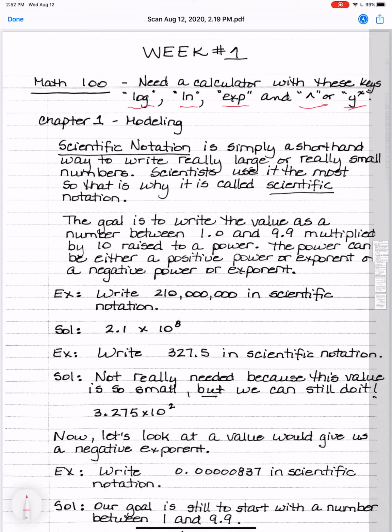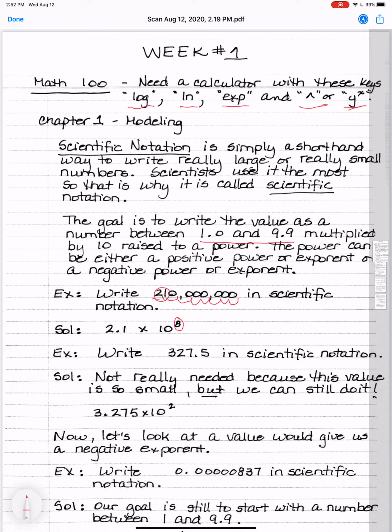Now, scientific notation is simply a shorthand way of writing numbers, really large numbers, so that they're easier to read, by placing everything as a number between 1 and 9.9 raised to a power. If we needed to write 210 million in scientific notation, it would be 2.1, taking these first two numbers and making it 2.1, so it's a number between 1 and 9.9. And we're going to raise it to 10 to the 1, 2, 3, 4, 5, 6, 7, 8 power. That's how we got 10 to the 8th.